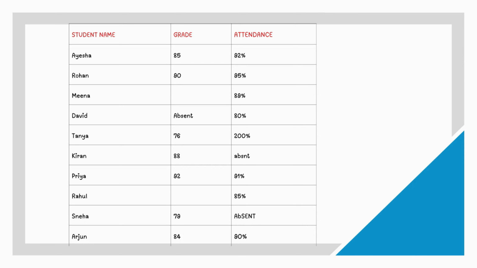Third, you can also spot an outlier. One student has a 200% attendance. This is clearly unrealistic. So it can be a data entry error. Perhaps someone added an extra zero or misread the fields. We would flag this as an outlier and decide whether to correct or remove it.